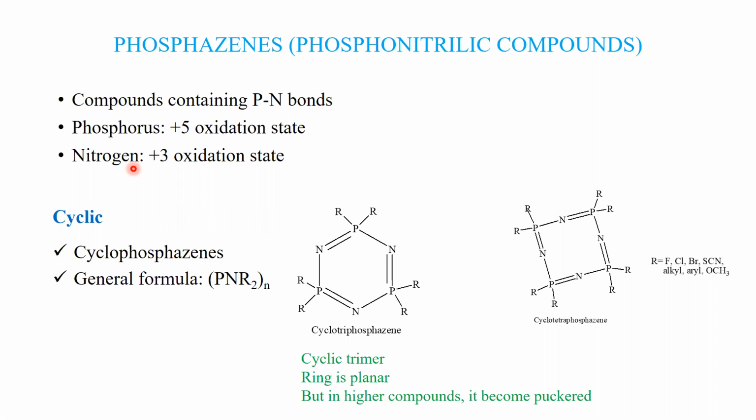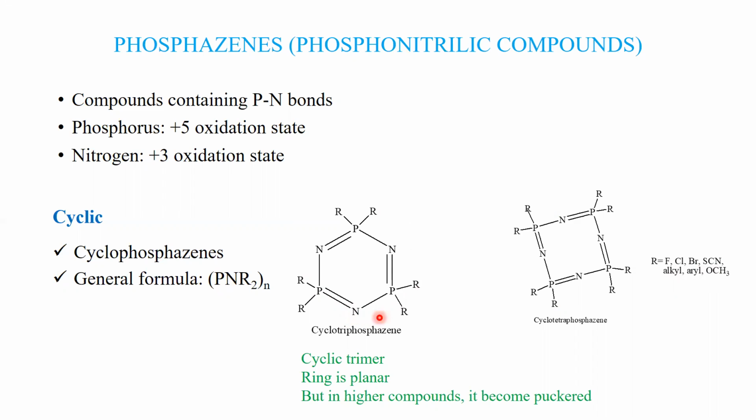Phosphazenes or phosphonitrilic compounds can be cyclic or acyclic. If it is cyclic, it is known as cyclophosphazene or cyclophosphonitrilic compounds. It has the general formula (PNR2)n, where R is a halogen like fluorine, chlorine, bromine, or other groups such as thiocyanate, alkyl, aryl, ethoxy or methoxy groups.